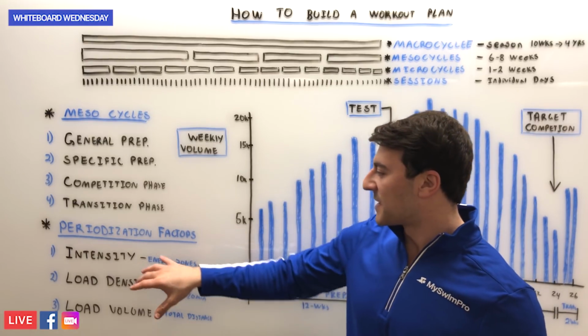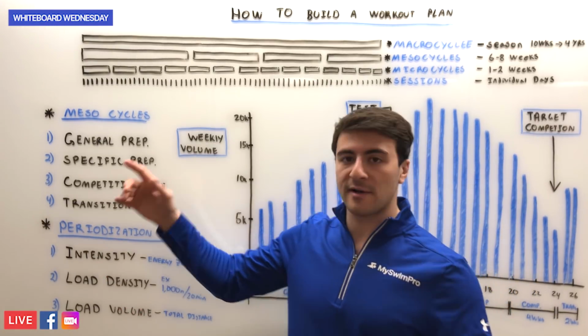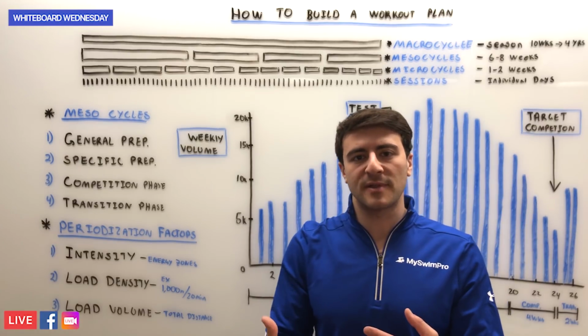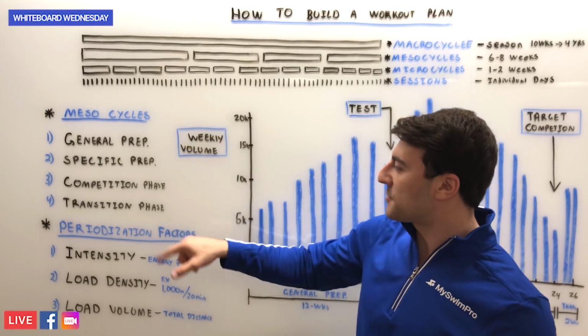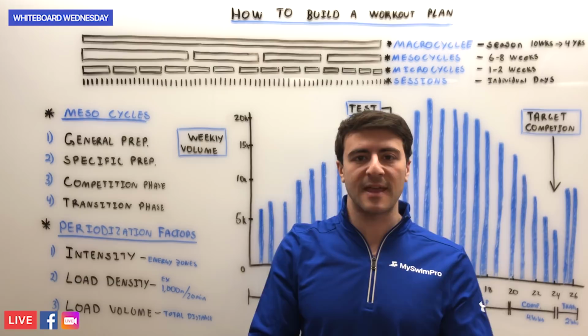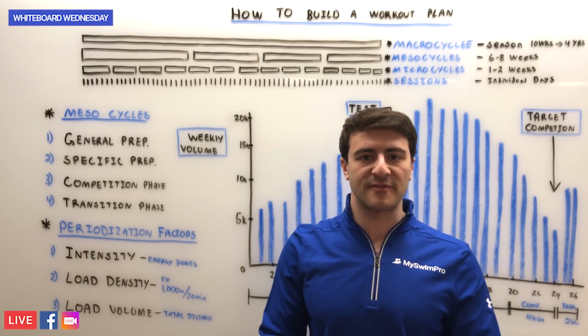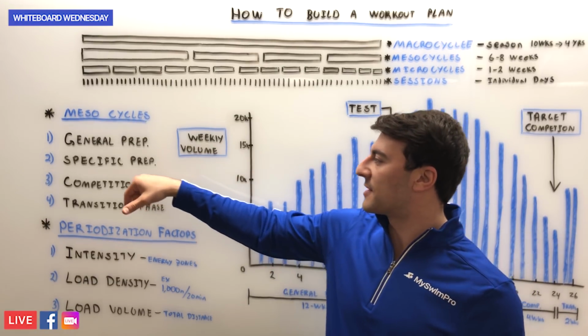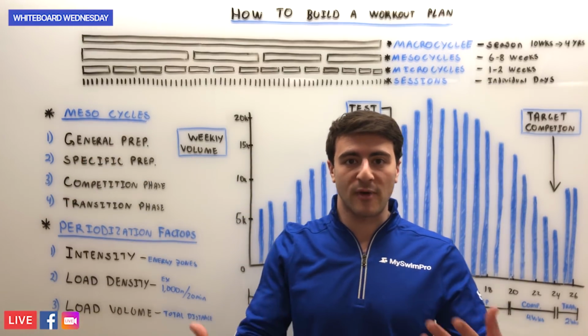meters. And by changing the load density and also the intensity, you can start to manipulate what's happening with your body so that when you get to the competition phase and you start to taper, you have a super compensation effect of all of the hard work that you were doing in the specific prep and the general prep phases.